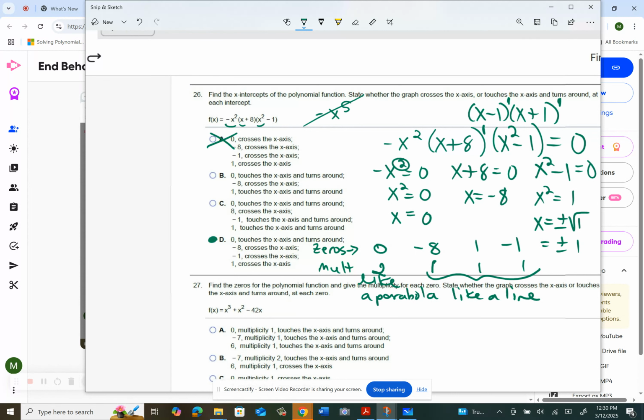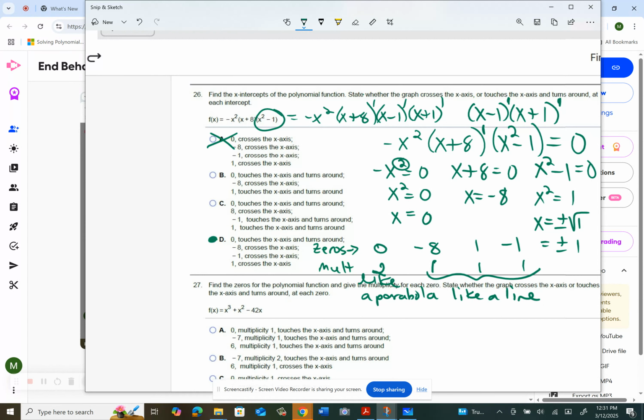All right, now the trickiest thing about this one is the fact that that was not completely factored, that this x squared minus 1 doesn't mean that you have a multiplicity of 2. Okay, that would have equaled negative x squared, x plus 8, and then if they had factored that, it would have been x minus 1, x plus 1. So it's really that negative 8, 1, and negative 1 all have a multiplicity of 1.